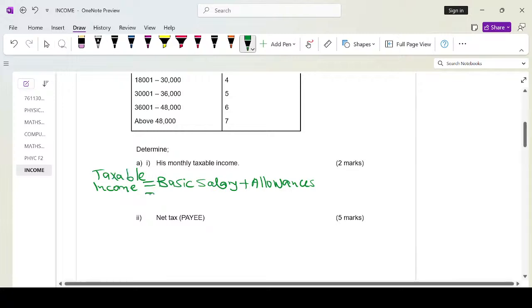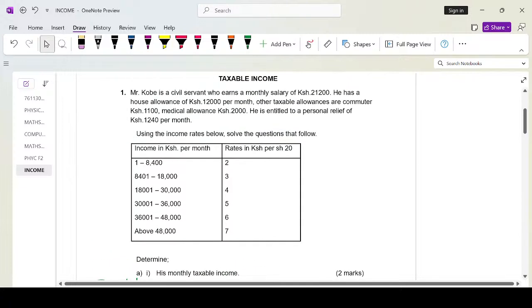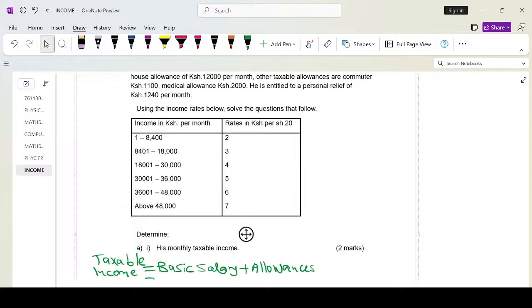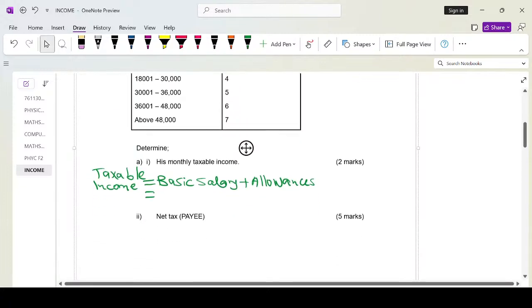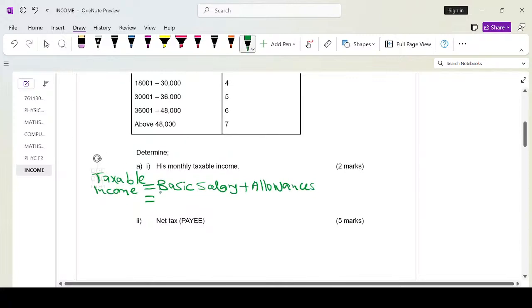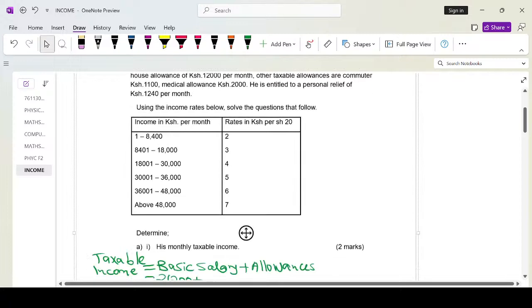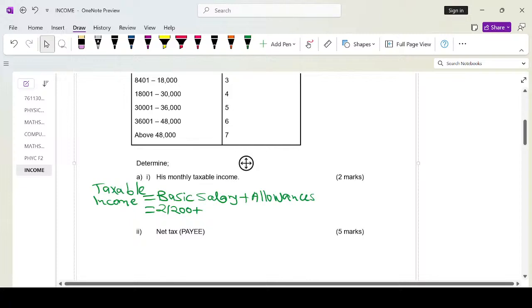What is our basic salary? We go back to the question. This Mr. Kobe earns a monthly salary of 21,200. So the 21,200 is the basic salary. Then we are going to add our allowance. He has a house allowance of 12,000, so we are adding the 12,000.